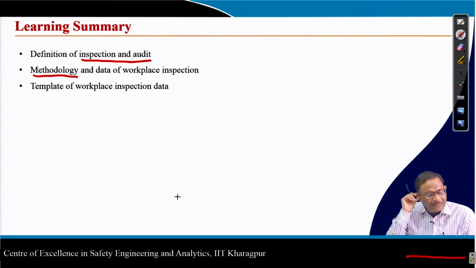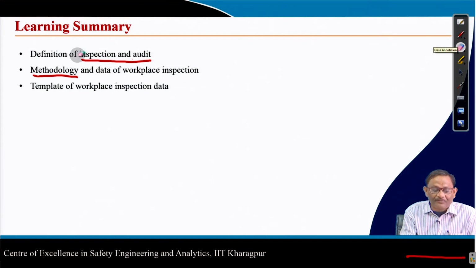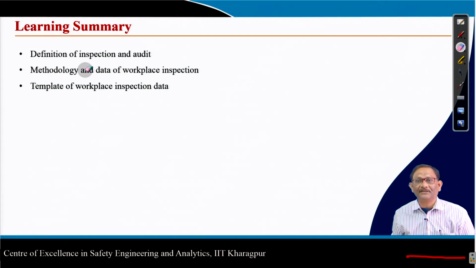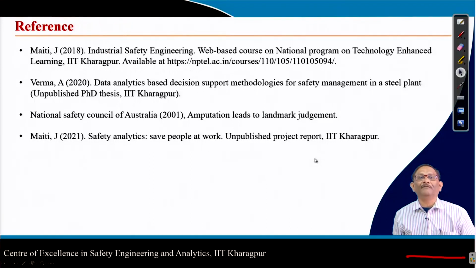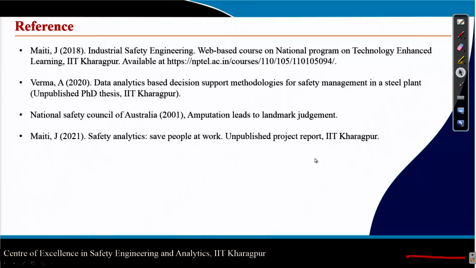In the process we also discussed proactive data and reactive data. Proactive workplace inspection is a proactive measure and it gives you proactive data, whereas incident investigation is a reactive measure and it gives you reactive data. With this I thank you all for your kind listening to the subject, and these are the references.